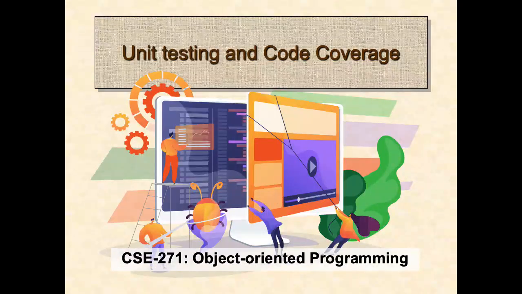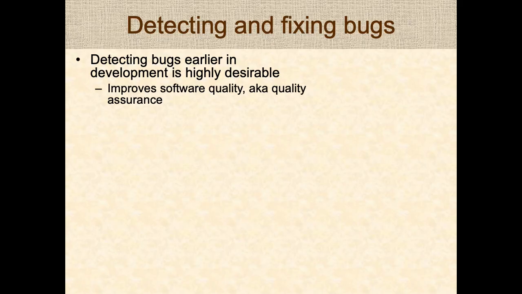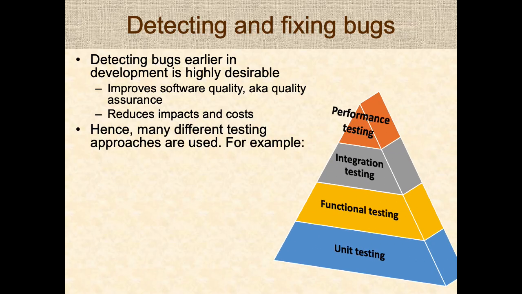This video covers the concepts of code coverage with respect to unit testing in Java programs. Detecting bugs earlier in the design cycle is highly desirable because it improves software quality and reduces impacts on costs of software development. So many different testing approaches are used.